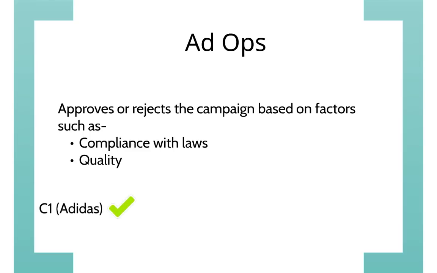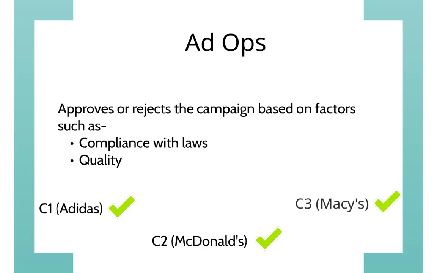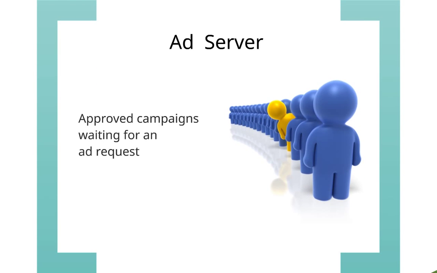So in this example, let's say all the three campaigns have been approved by the AdOps team. So now these campaigns are ready to reach the end users. Such approved campaigns would go to the next system called the ad server. So in other words, these campaigns are waiting for what we call an ad request.